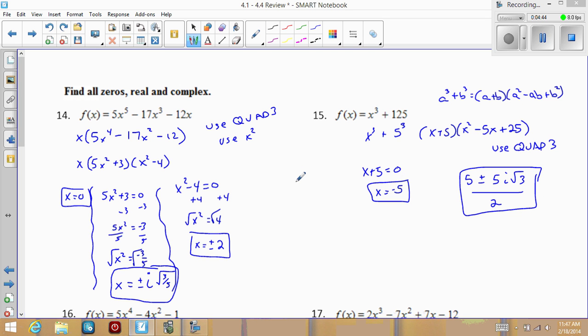Obviously, you could use quadratic formula for that as well. And even over here for number 14, you could have done the quadratic formula. Again, remembering that if you used quadratic formula, you would have had to remember that it's not x equals negative b, plus or minus, etc. It's x squared equals. So you get down to the end, you have to take the square root of everything to get your answers.